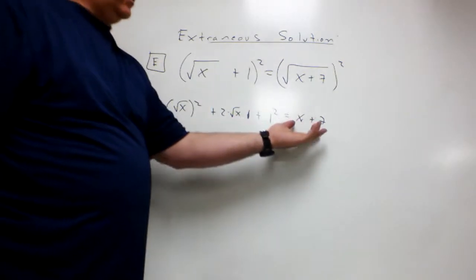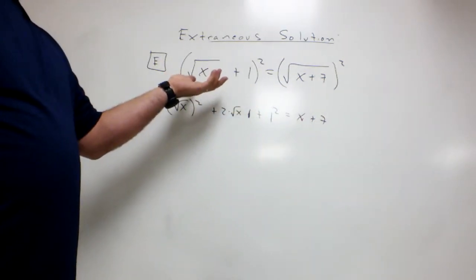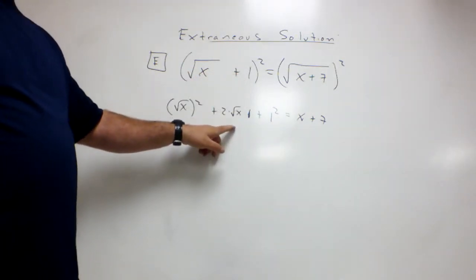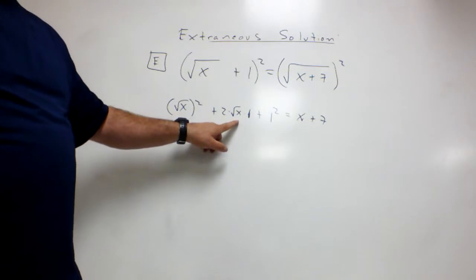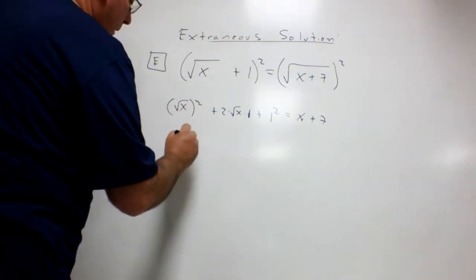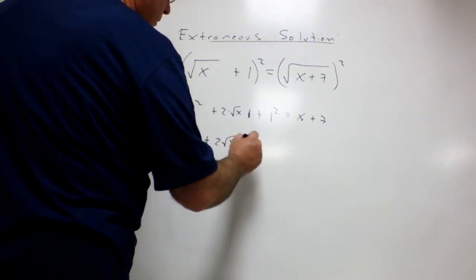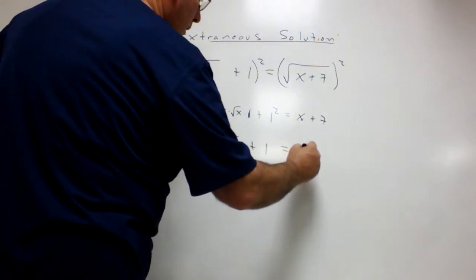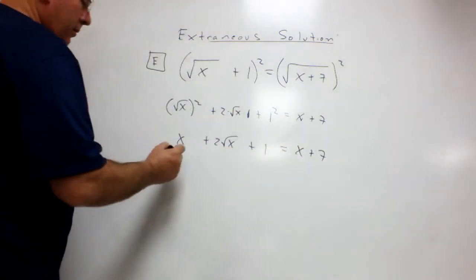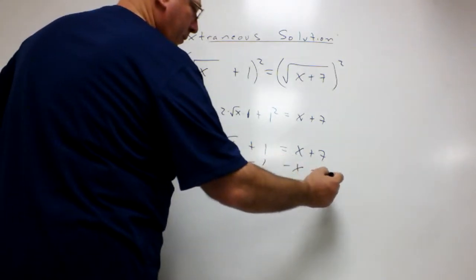So on this side, the square root goes away if you square it, and on this side, because you have a plus 1, you have to FOIL it, and it gives you a middle term with the square root. So when you square this, you get x plus 2 square roots of x plus 1 equals x plus 7. Just simplifying it, I'm going to subtract x from both sides, and I'm going to subtract 1 from both sides.